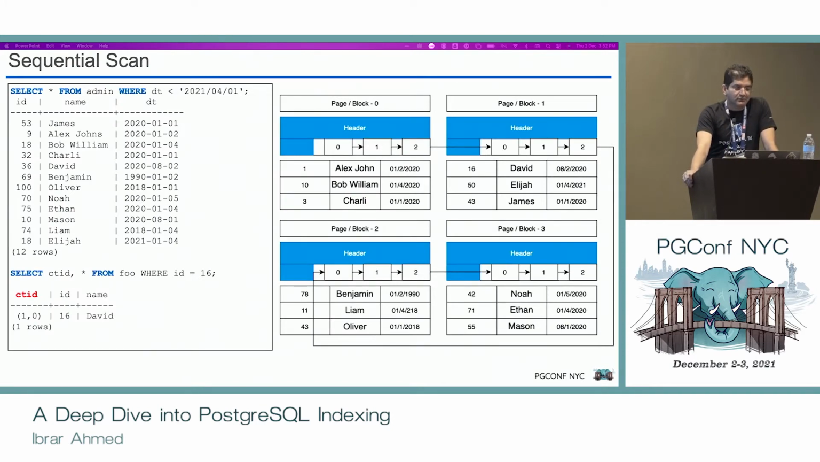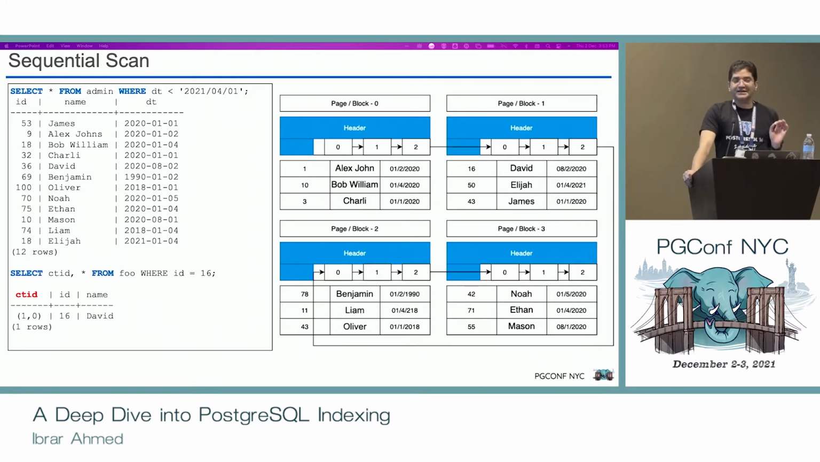So here, we are just doing a sequential scan. I will give you the idea of how sequential scan works in PostgreSQL. SELECT static FROM admin WHERE date is less than something like that, or you can see all the values are there. So SELECT ctid, static FROM foo WHERE ID is equal to 16. CTID is a system column, a hidden column in PostgreSQL. We have not created that column when creating the table, but you can select that. So you can see the physical storage location of that tuple. Here you can see that CTID is equal to (1,0).